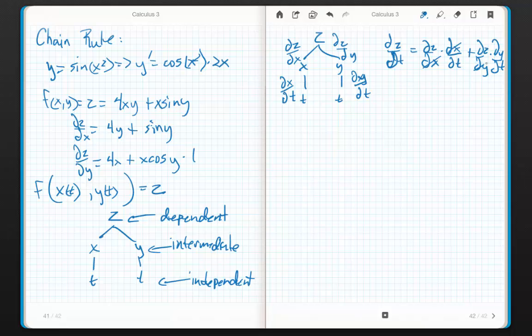And look what happens. The dy's cancel, or the partial y's cancel, and I end up with dz over dt equals dz over dt plus dz over dt, right?